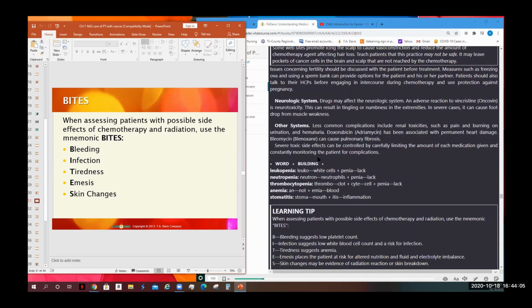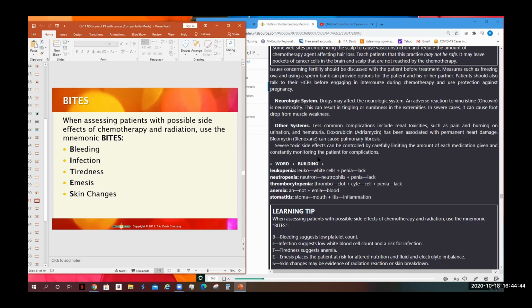Neurologic system. Drugs may affect the neurologic system. An adverse reaction to vincristine, or Oncovin, is neurotoxicity. This can result in tingling or numbness in the extremities. In severe cases, it can cause foot drop from the muscle weakness. Other systems, less common complications include renal toxicities, such as pain and burning on urination, and hematuria, which is blood in the urine.